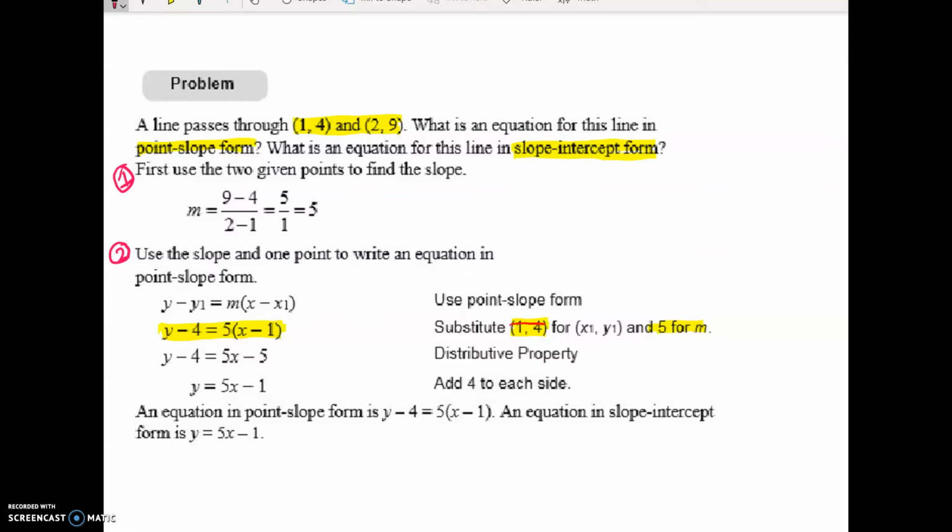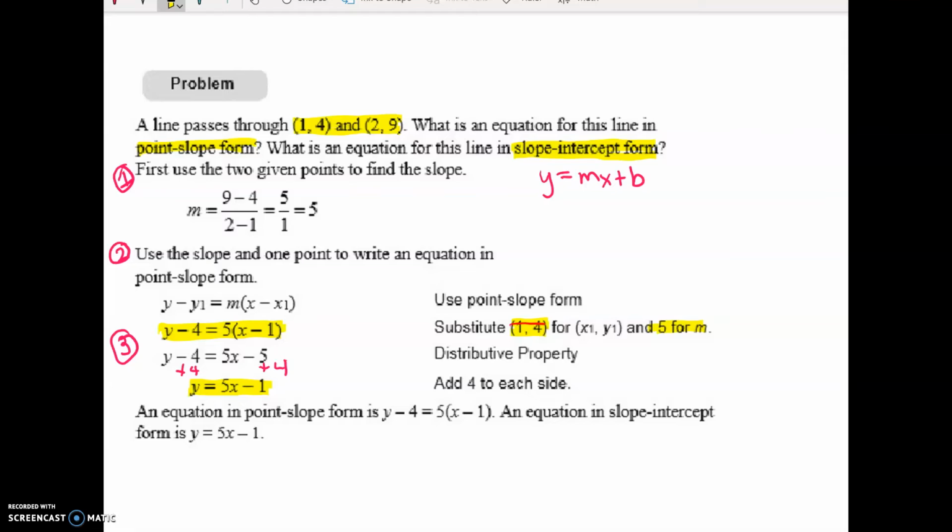Now the next part is kind of in the middle here, and now we want to simplify. Since they want us to write it in slope intercept form, that means we need to get y by itself. So y equals mx plus b. So that means I'm going to use the distributive property, and then we're going to add the 4 to the 5 here, and that is how we get y equals 5x minus 1. And that would be your equation in slope intercept form.